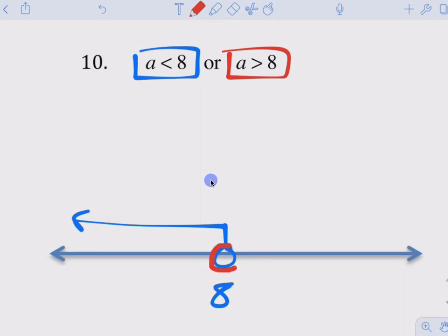So this is kind of odd. Maybe we'll do it like that. Okay, and so what do we say? Well, what numbers are going to be solutions here? Remember, this is an or compound inequality, so we're looking for numbers that make one or both of these true, any number that's shaded at all on the number line.